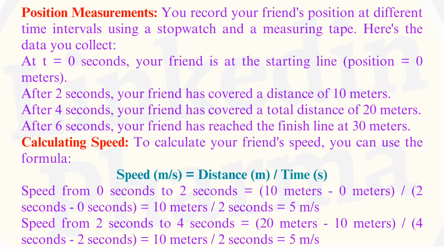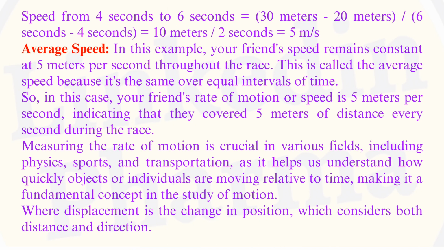2. Calculating speed. To calculate your friend's speed, you can use the formula: speed (m/s) equals distance (m) divided by time (s). 3. Average speed. In this example, your friend's speed remains constant at 5 meters per second throughout the race. This is called the average speed because it's the same over equal intervals of time. So, in this case, your friend's rate of motion or speed is 5 meters per second, indicating that they covered 5 meters of distance every second during the race.